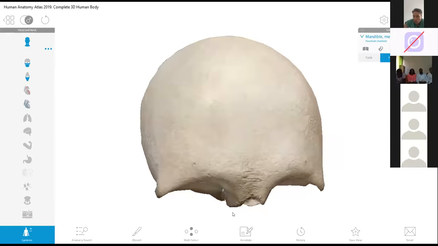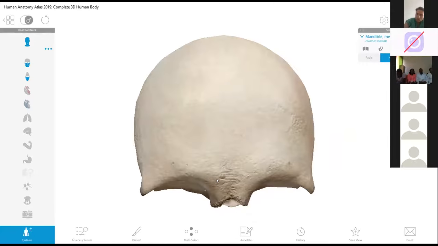So this is it. We can view it here. This frontal part of the nasal bone will be very useful for the roof of the nasal cavity. And we spoke about the nasion, where the two nasal bones come and articulate.